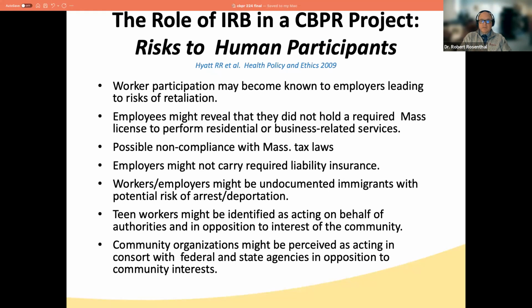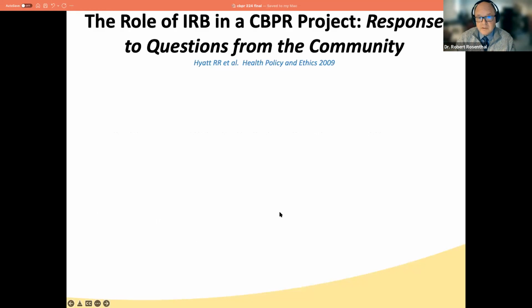And what are the types of risks that could be faced in this particular study? Well, number one, worker participation could become known to employers and lead to risks of retaliation. Employers might reveal they don't hold valid Massachusetts licenses to perform these services. There could be non-compliance with Massachusetts tax laws. Employers might not carry required liability insurance. Workers might be undocumented immigrants, and especially in this day and age, raise the risk of arrest or deportation. Teen workers might be identified as working for demand and have opposition in the community. And community organizations might be perceived as acting in concert with federal and state agencies in opposition to community interests.